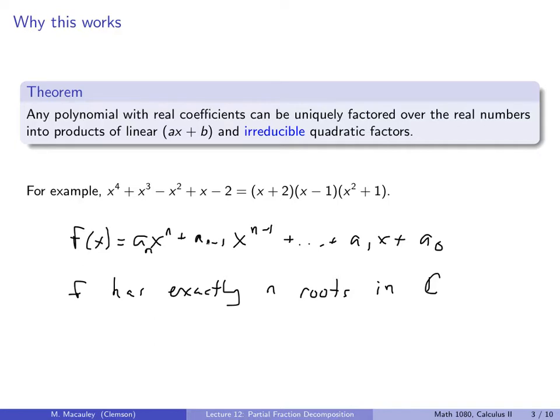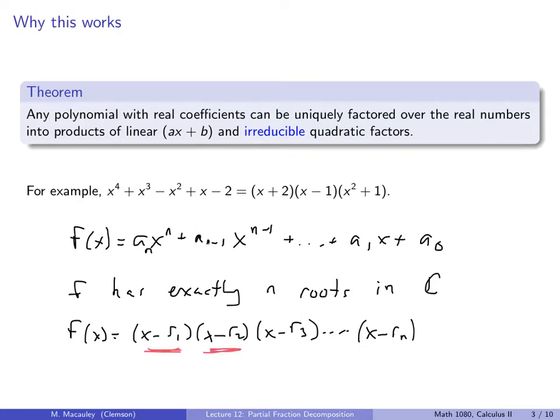So what that means is we can factor f of x. If we wanted to, we could factor f of x as x minus root 1, x minus root 2, x minus root 3, etc., all the way up to x minus root r_n. If we do that, some of these are going to be real. All the real roots are represented by linear terms, and then some of these might be complex roots. It could be like x plus i and x minus i. We know those come in complex conjugate pairs.